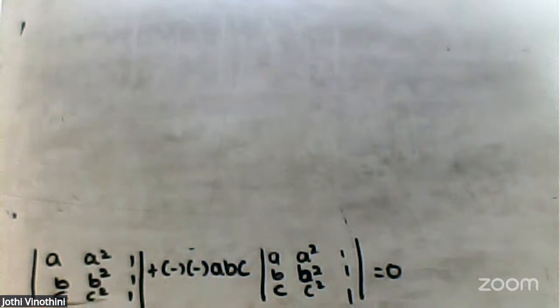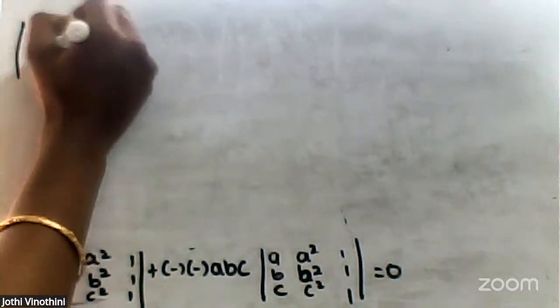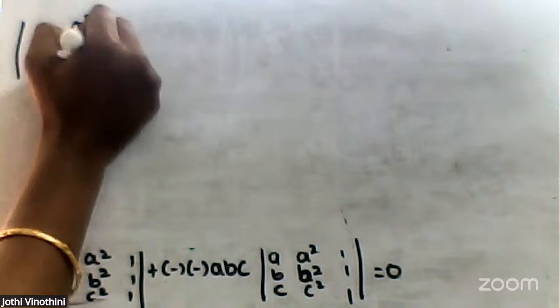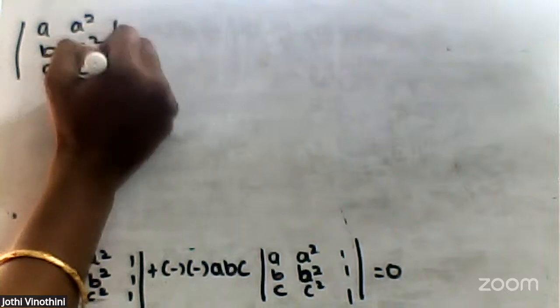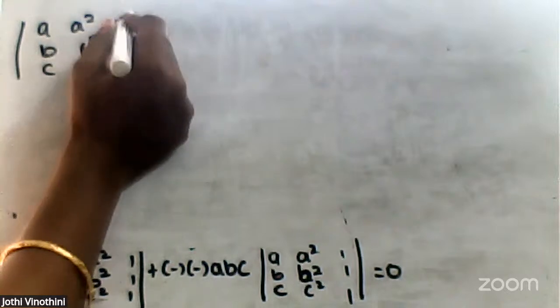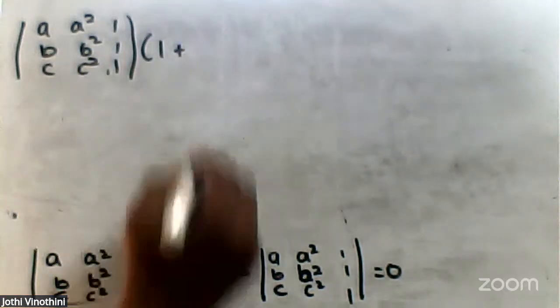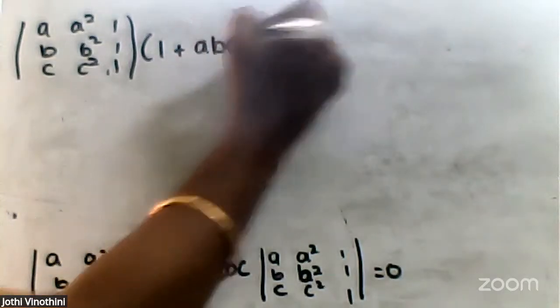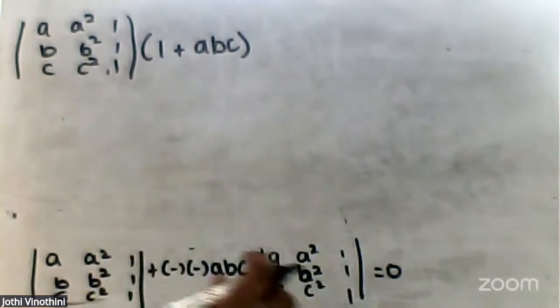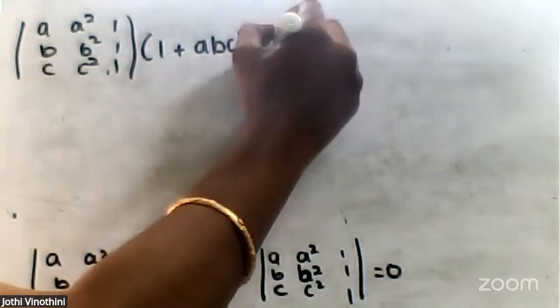Okay. So see, here both the determinant matrices are the same. Here also A, B, C, A squared, B squared, C squared, 1, 1, 1. So I am going to take this matrix as common. So it will become A squared, 1, B squared, 1, C squared, 1 multiplied by 1 plus, minus into minus will be plus. So it will become A plus B plus C, and we take this term out. So it will become C equals 0.